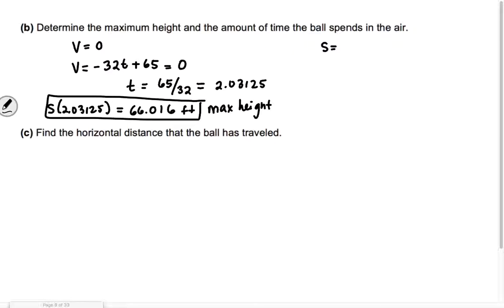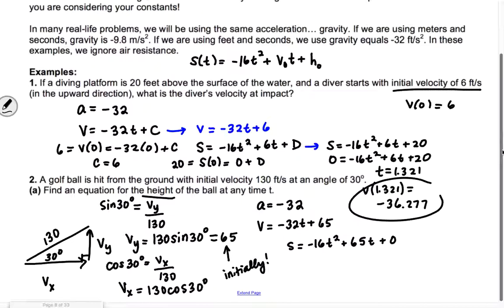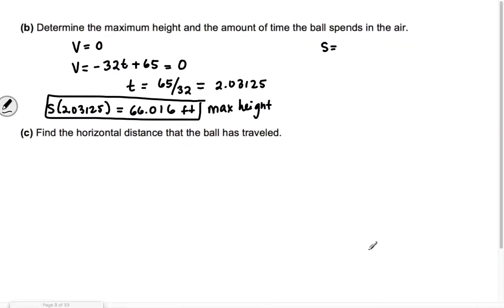So we can do that, and you can go to your calculator and put in this position equation. Or you could actually just factor out a t and solve it. So if I do that and I pull out a t, I get negative 16t plus 65. I can solve for t. So it ends up being 65 over 16.